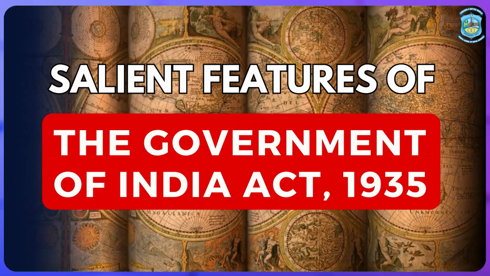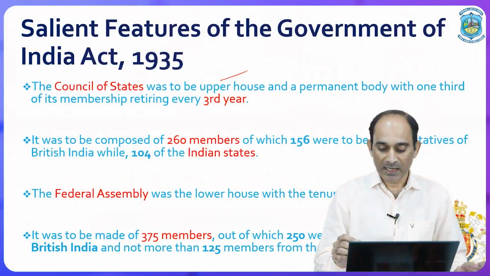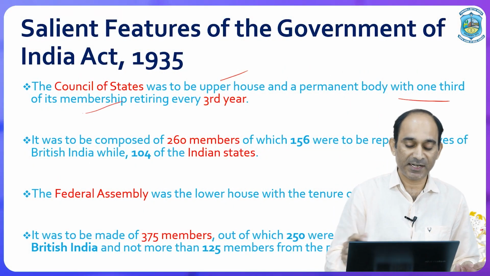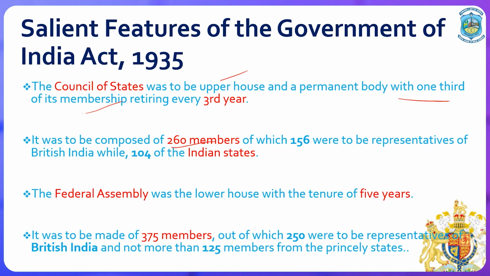The Council of State was to be the upper house and a permanent body with one third of its membership retiring every third year. It was to consist of 260 members. The Federal Assembly was made the lower house with a tenure of 5 years. It would include 375 members.